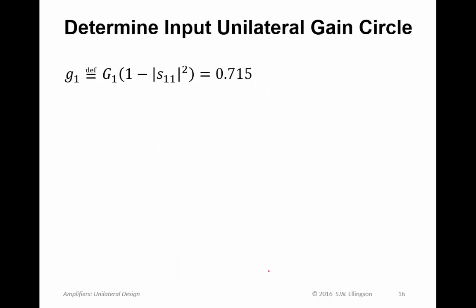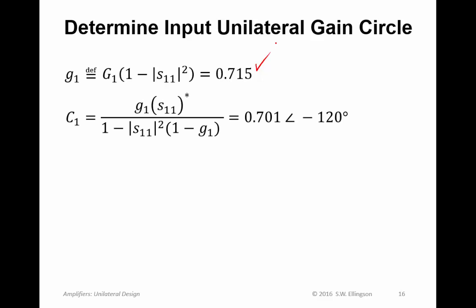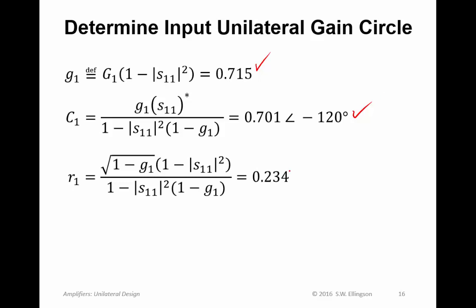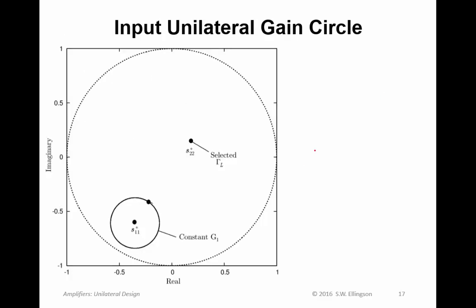Okay, so proceeding with the choice that I made on the previous slide, here's little g1. It's given by this expression, and I get 0.715. So the center of the unilateral gain circle is here. The radius of that unilateral gain circle for the input is 0.234. And here's a picture. So once again, we are in the Smith chart domain. This is imaginary versus real component of the reflection coefficient. Here's our unilateral gain circle. The center of that circle, as always, is S11 conjugate, or that's where this would all converge if we gradually increased G1.